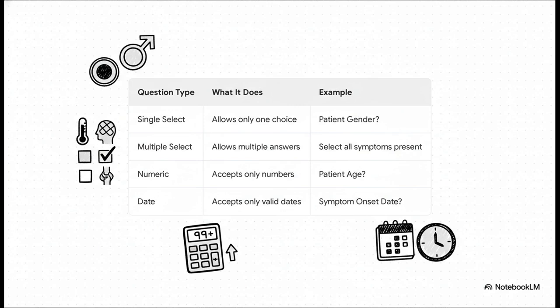But for symptoms, well, a patient could have a fever and a headache and joint pain. Multiple select lets you check all the boxes that apply. For patient age, a numeric field makes sure no one types out the word 25. We just get the number. And a date field, it guarantees the data is formatted the same way every single time. Just choosing the right tool for the job here is your first line of defense against bad data.